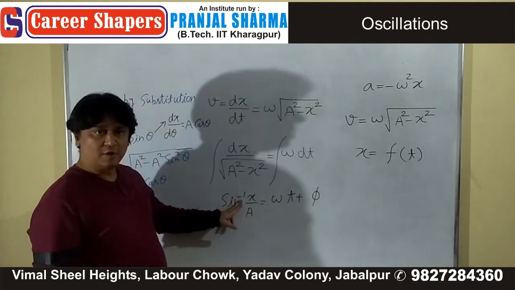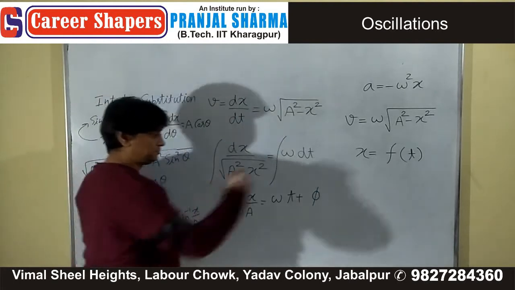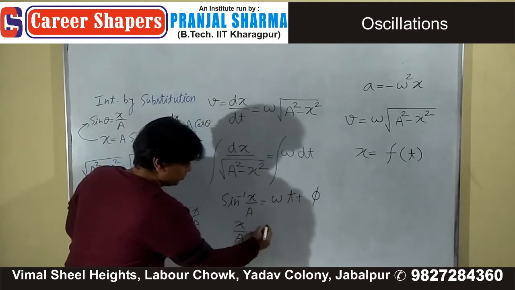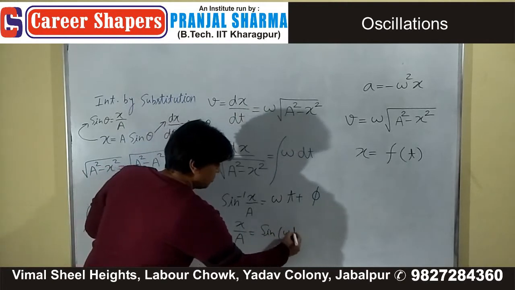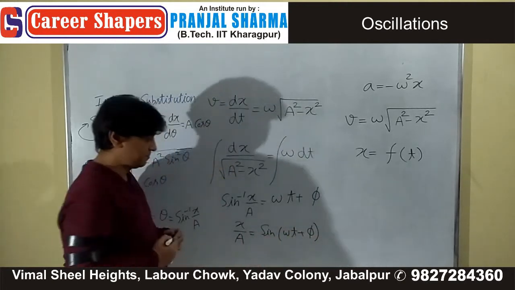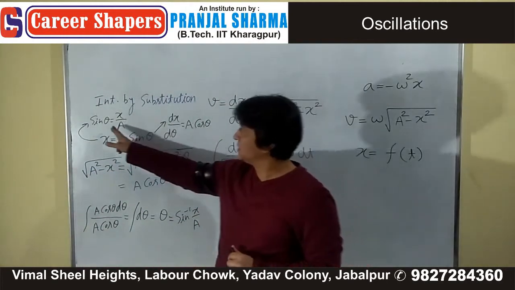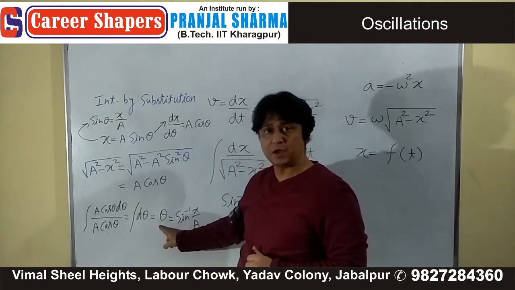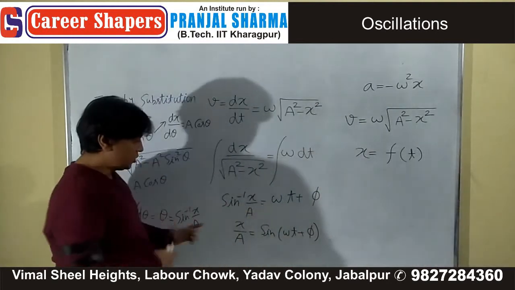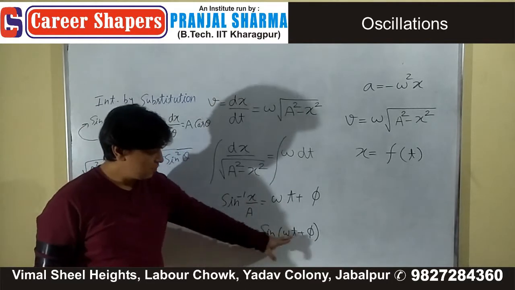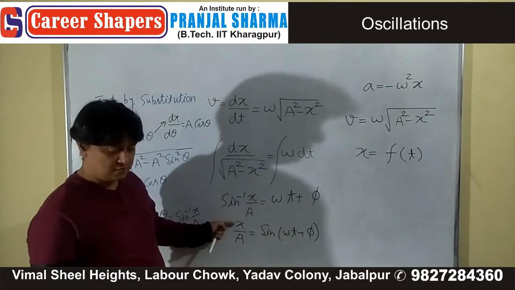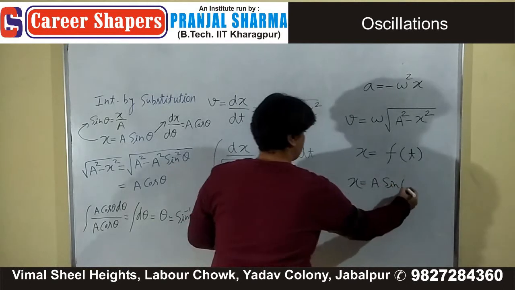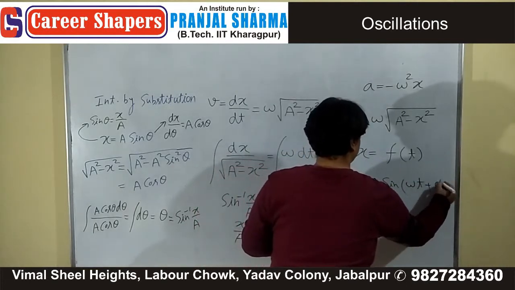Now, how do we remove inverse? To remove inverse, we'll shift sine to that side and it becomes x upon a, which is sine of omega t plus phi. When you move sine inverse to this side, it becomes sine theta. Same here. When you move sine inverse to this side, you get sine omega t plus phi. So we need x. X is coming a sine omega t plus phi.